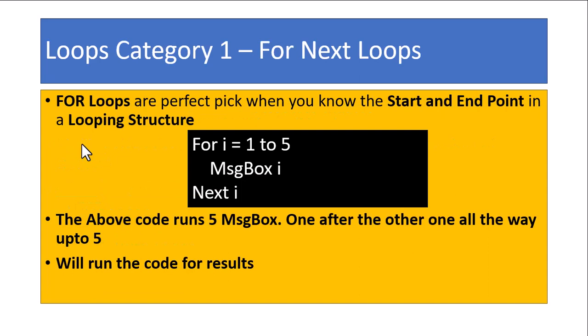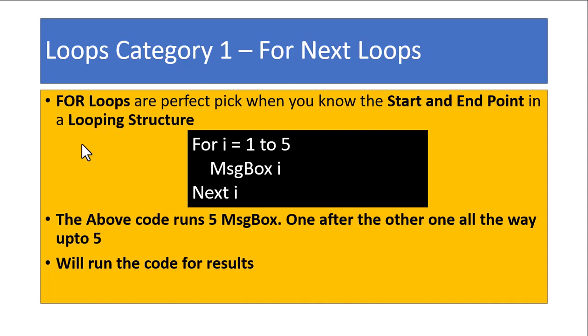The first level loop is what we call the For Next loop. I won't call it just a For loop because whenever I use a For command in VBA, I have to close that with a Next command at the end. Without that, the system will shout at you saying that you didn't use the Next command. This allows you to control the data better, because it's a perfect pick when you have a data structure where you know the start point and end point of a data set.